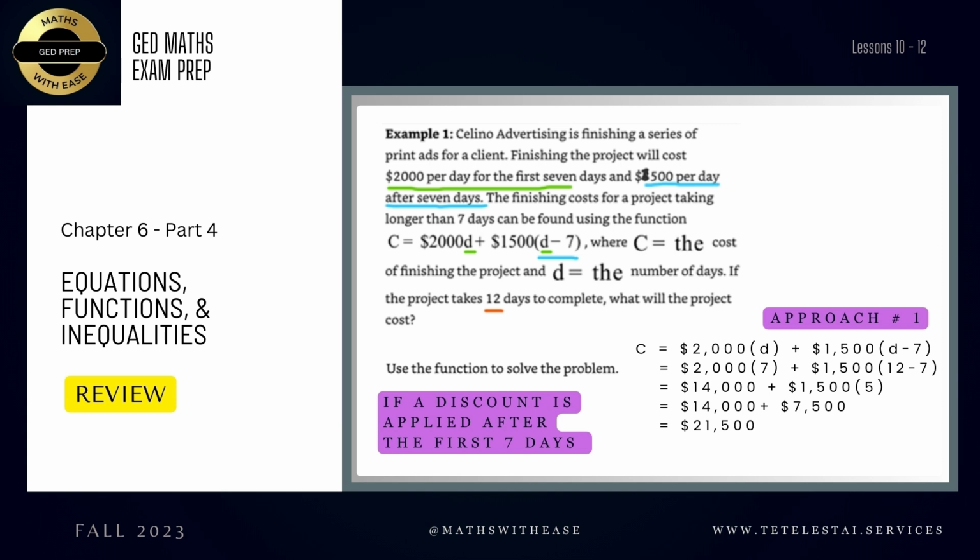So 2,000 times 7 is 14,000, and then you would add 1,500 times 12 minus 7, where 12 is the length of time that the project is going to take, minus 7, which is 5. 1,500 times 5 is 7,500. You add those together, and you get 21,500. That's one scenario where we're getting a discount after the first 7 days.